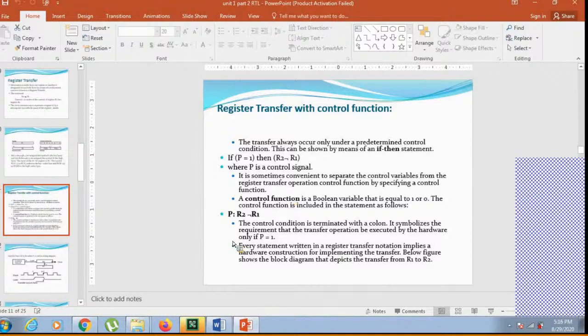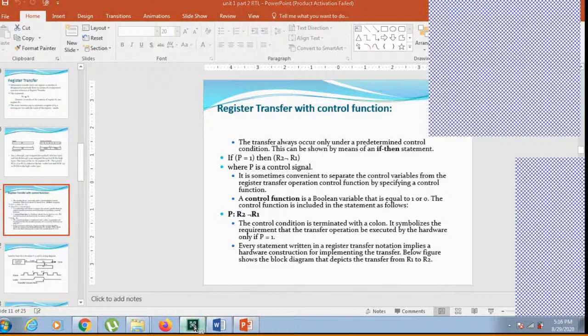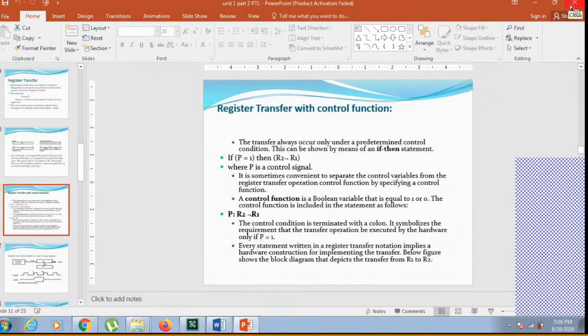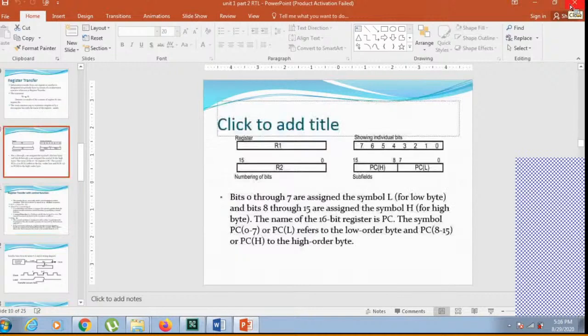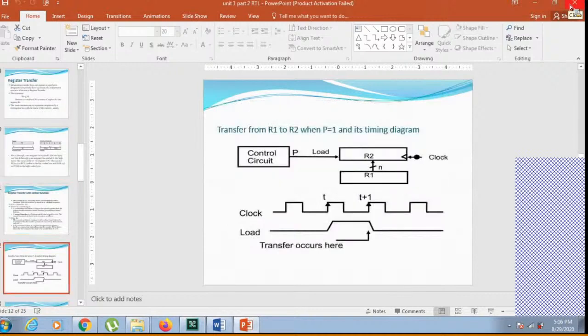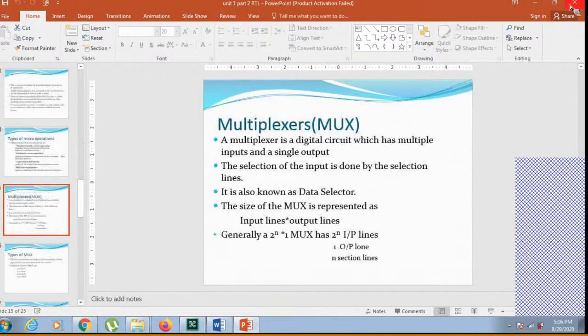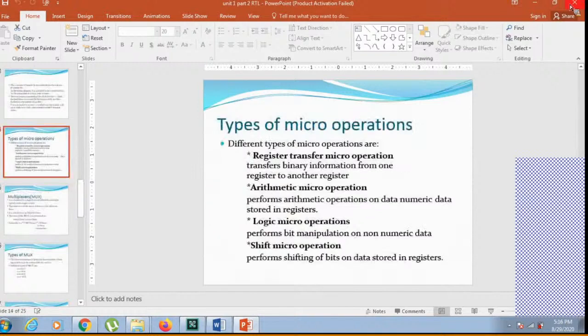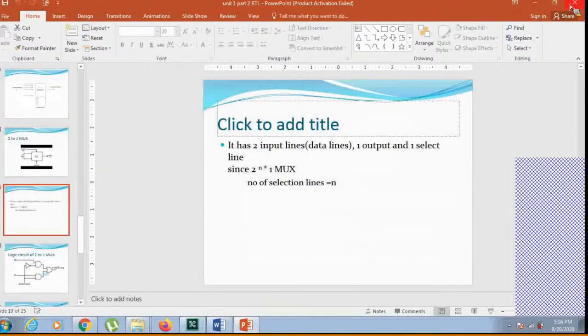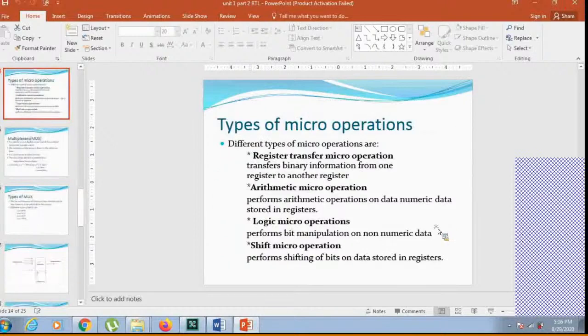These perform bit manipulations on non-numeric data present in the register. We will see these arithmetic operations in the third part of the first unit, along with shift operations and everything. Right now we just should know the different types of micro operations we have. And the last one is the shift micro operation. Shift micro operation is rearranging of the register bits. Shifting means changing the position of the bit, so it performs shifting of the bits on the data stored in the register.